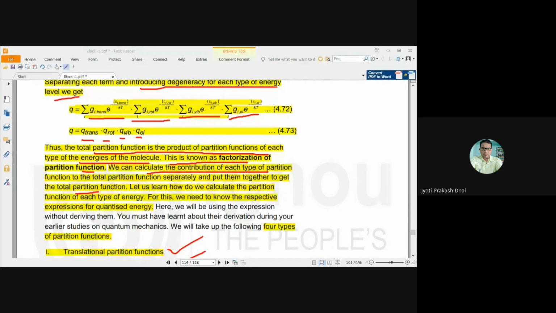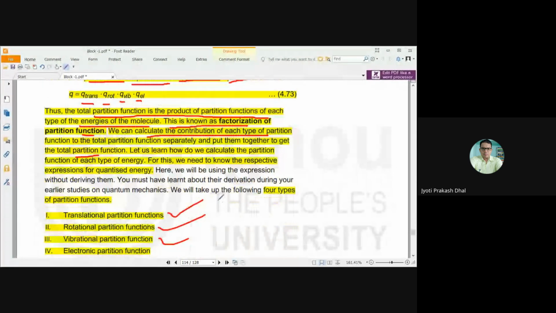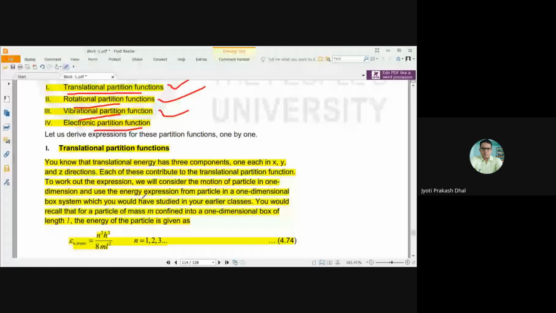Okay, so we will find out the individual partition functions. There will be four types of partition functions: translational partition function, rotational partition function, vibrational partition function, and electronic partition function. All four types of partition functions, so individually we will calculate.